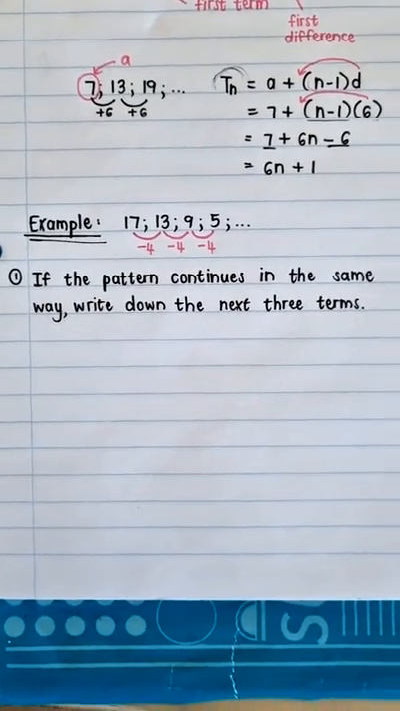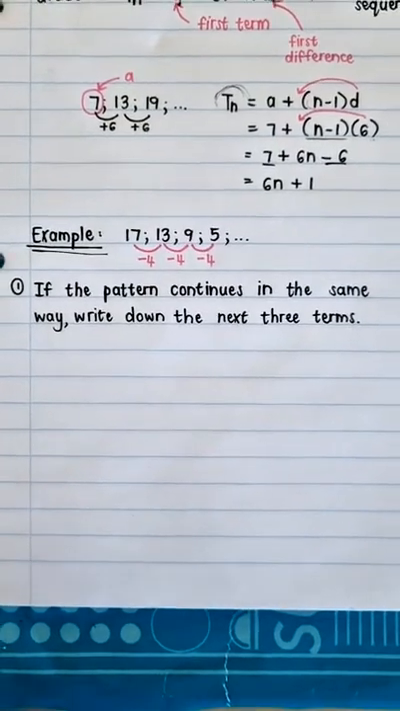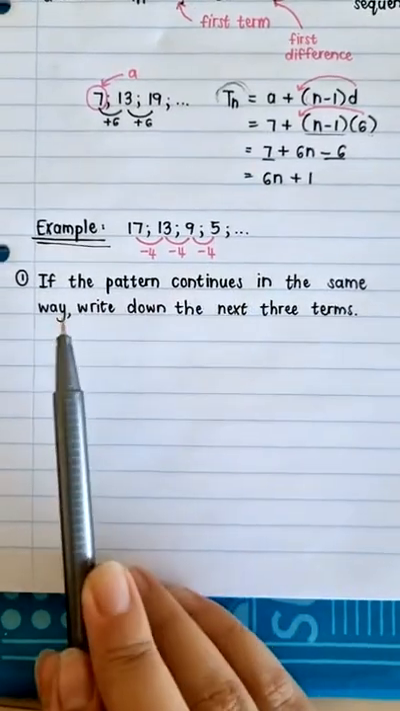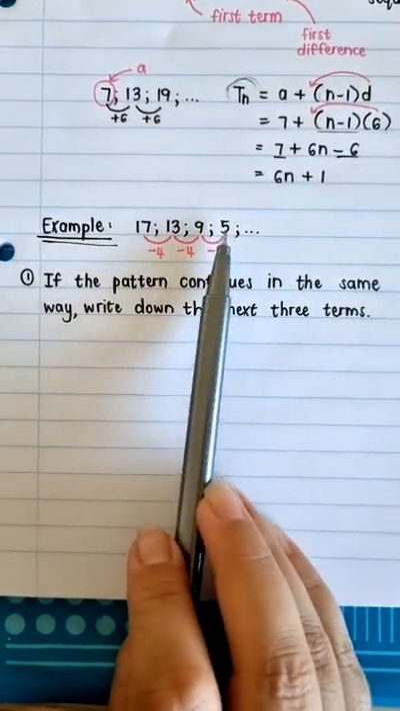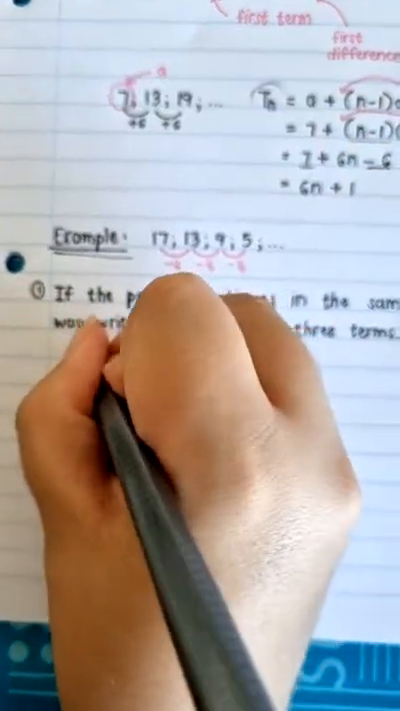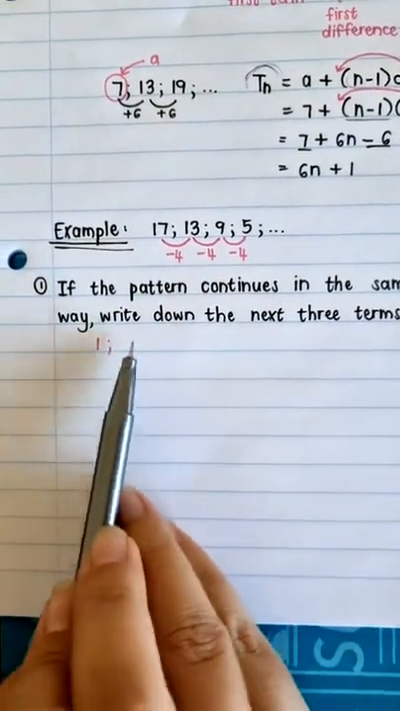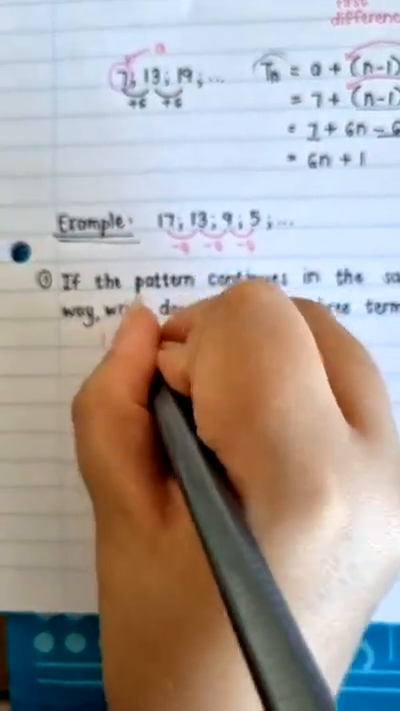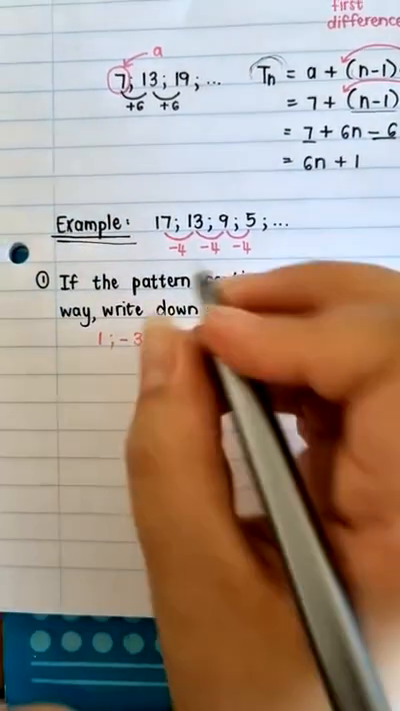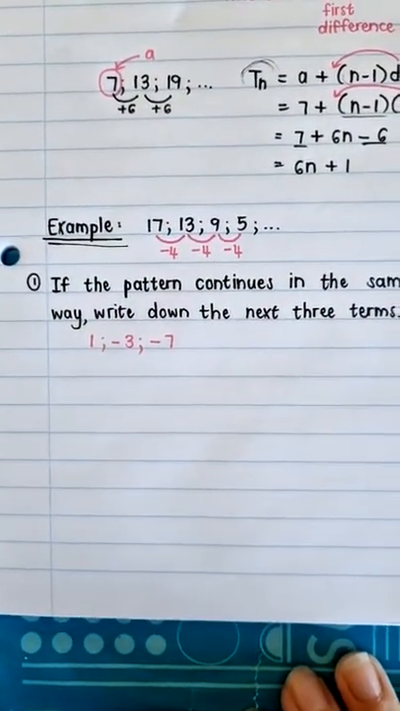Yes, I see the correct answer already. So now in order to get the next 3 terms, we have to continue that pattern. They're saying if the pattern continues in the same way. So we need to keep doing that. For the next term, we're going to have to say 5 minus 4, and 5 minus 4 is 1. Then to get the next term, we need to say 1 minus 4, which is negative 3. To get the next term, we need to now say negative 3 minus 4, which is negative 7. So those will be the next 3 terms.